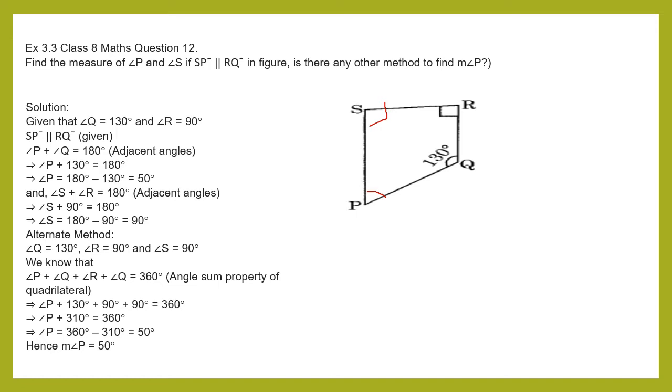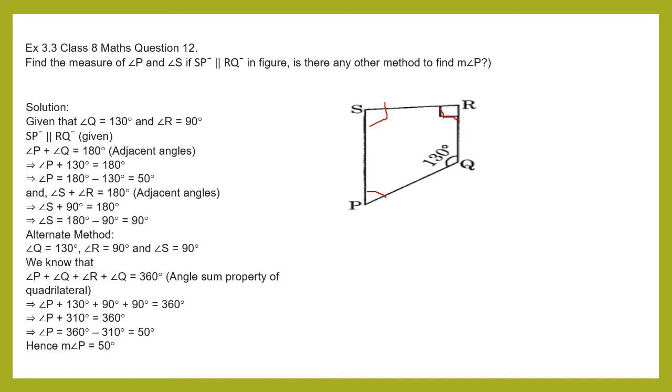So first let us discuss the first method, children. See children, here given that angle Q is 130 degrees, they marked the angle Q as 130 degrees and they marked the angle R as 90 degrees. Children, anywhere if the angle is marked like this, it indicates that the angle is 90 degrees. Here the angle R is 90 degrees, angle Q is 130 degrees, and they gave one clue: side SP is parallel to side RQ.